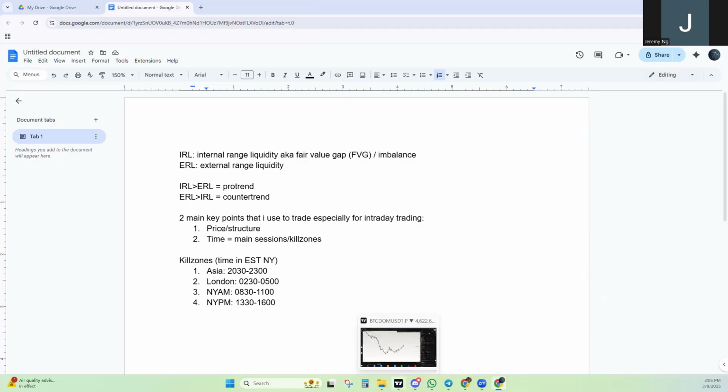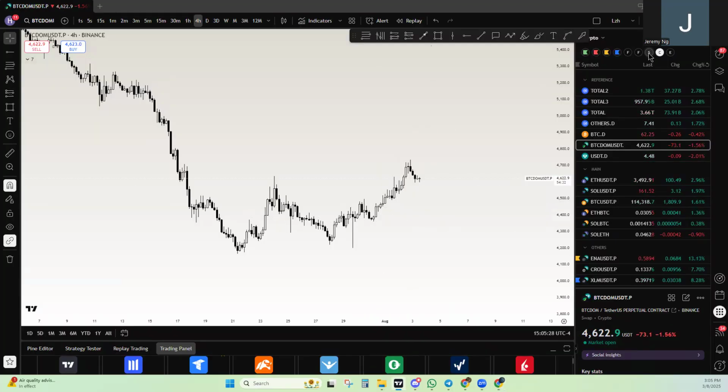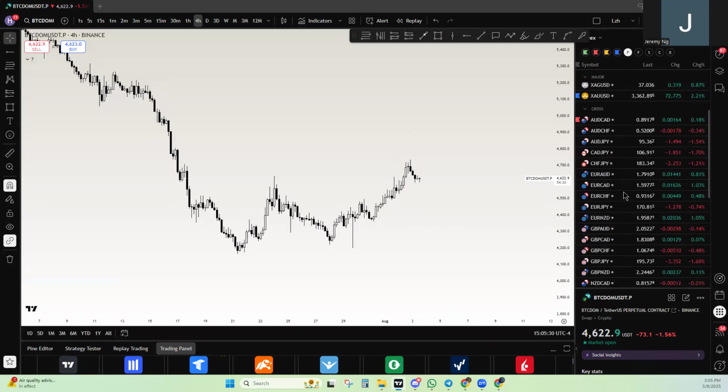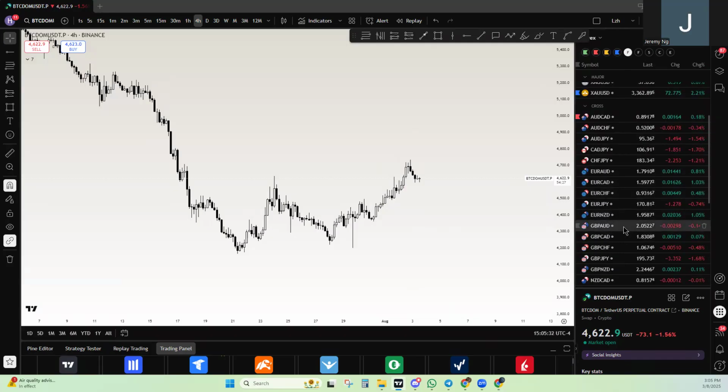I've jotted down some notes here for myself. I just want to showcase a little bit on the second one here, if I go back to the 7th of July, which is GBP Swiss franc.